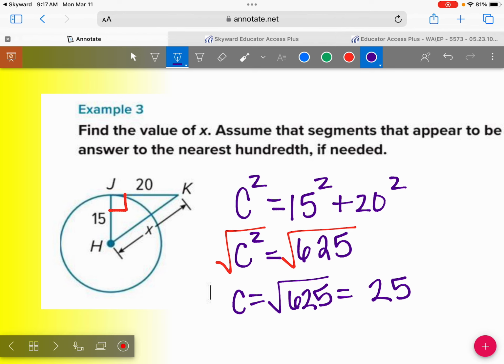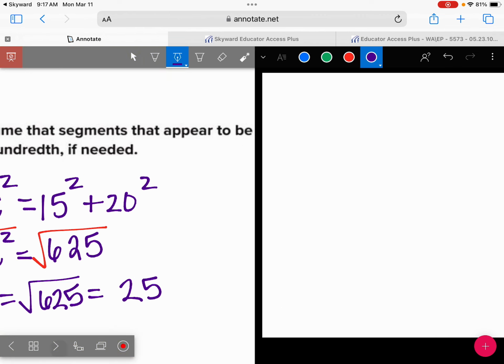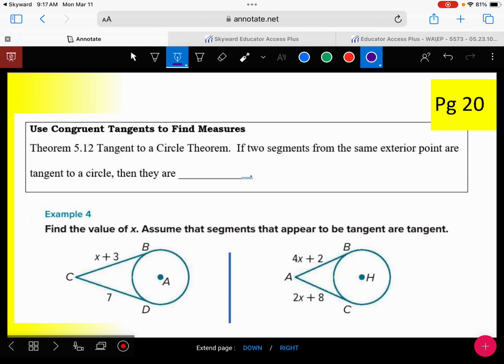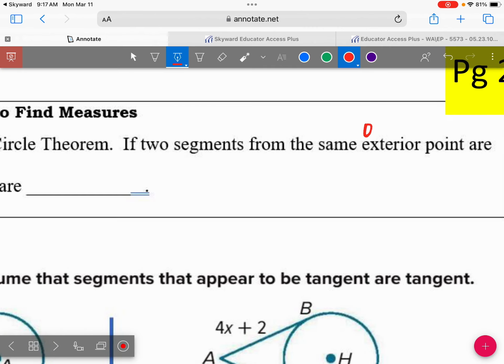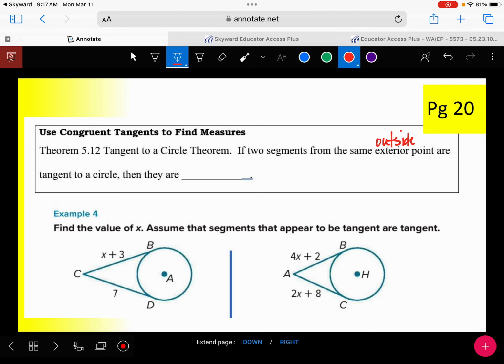So that was today's lesson. And now we're going to move on to tomorrow's lesson, which is solving if you have two segments that are tangent and they touch the same point, they are equal to each other. So when we look here, it says for theorem 5.12, let's go ahead and fill this in your notes. Tangent to a circle means that if two segments from the same outside point, because that's what exterior means, it means outside, are tangent to a circle, then they are equal.